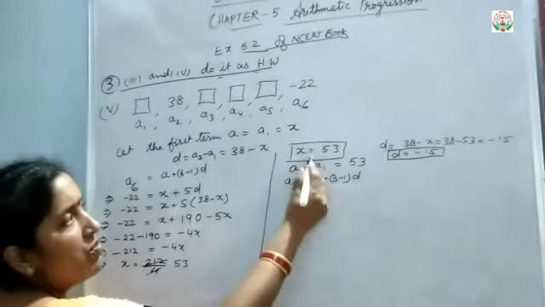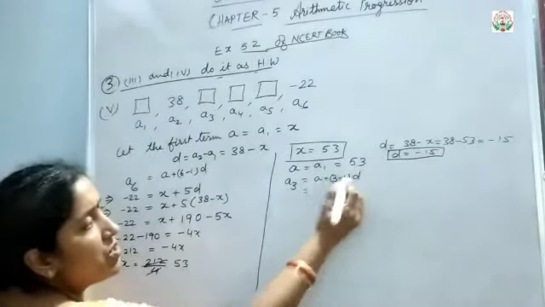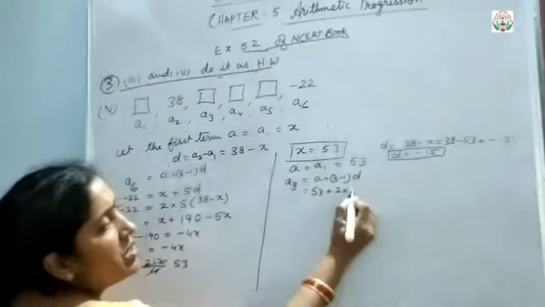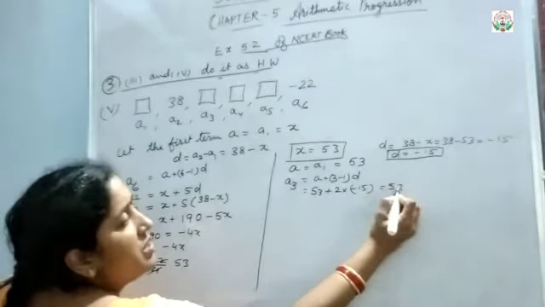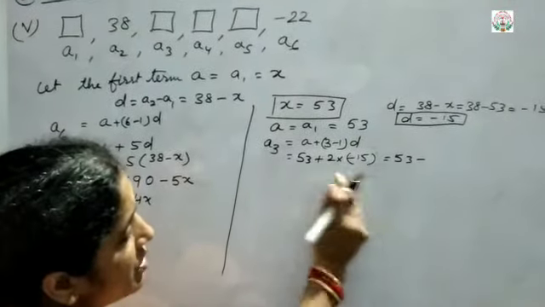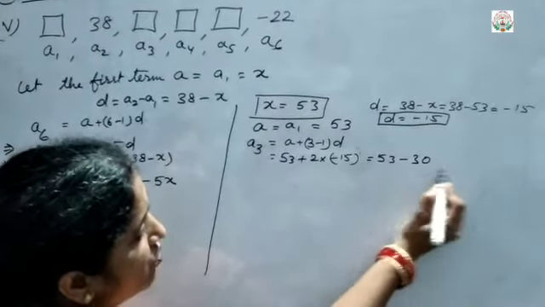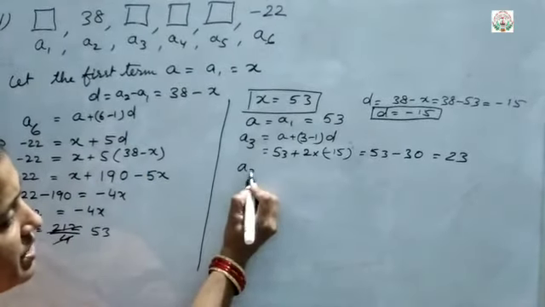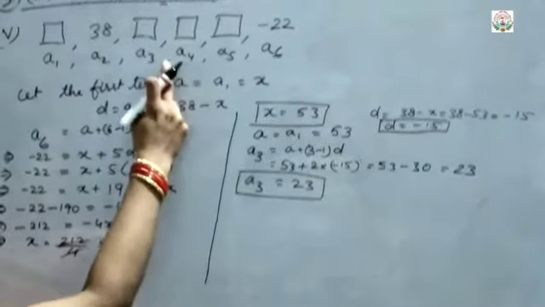Now put the values of X and D here. X means the first term, 53, plus 2 into the value of D, that is minus 15. So it equals 53 minus, because plus into minus will be minus, 30. When you subtract, you get 23. So A3 is 23.